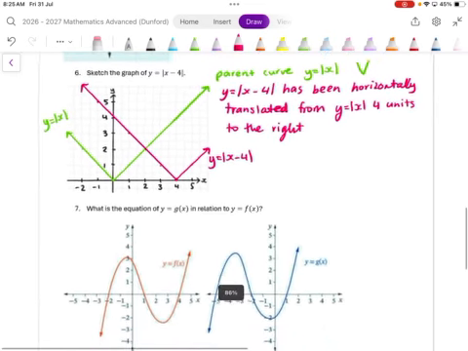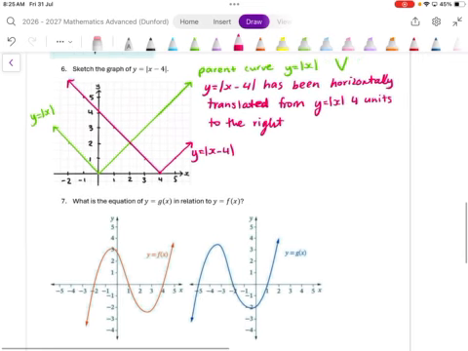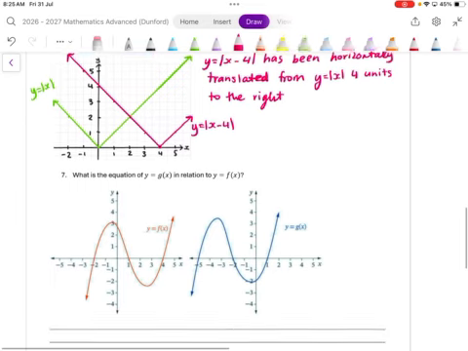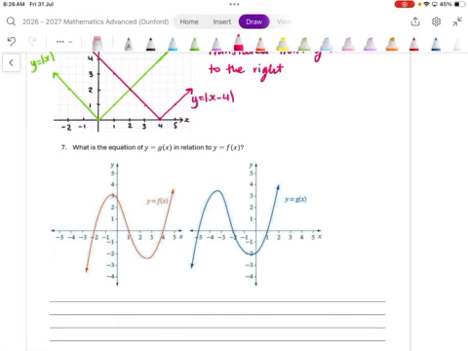Okay, our last example. With our last example, what we want to know is what is the equation of y equals g of x in relation to y equals f of x. So what we want to do is see how our f of x has been moved to become g of x. So have we moved our g of x to the right or to the left? To the left. Okay, so how many units to the left have we moved? 3.